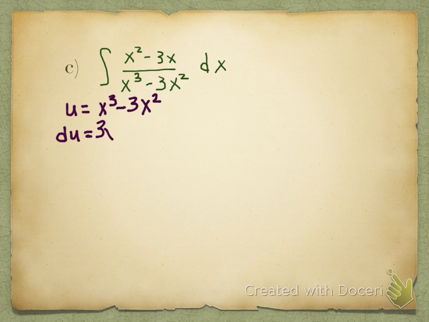3x squared. What's the derivative of 3x squared? Which happens to be the other piece. 6x. Now, and then I need a dx on the end. That does not exactly match my numerator. I need to make it.